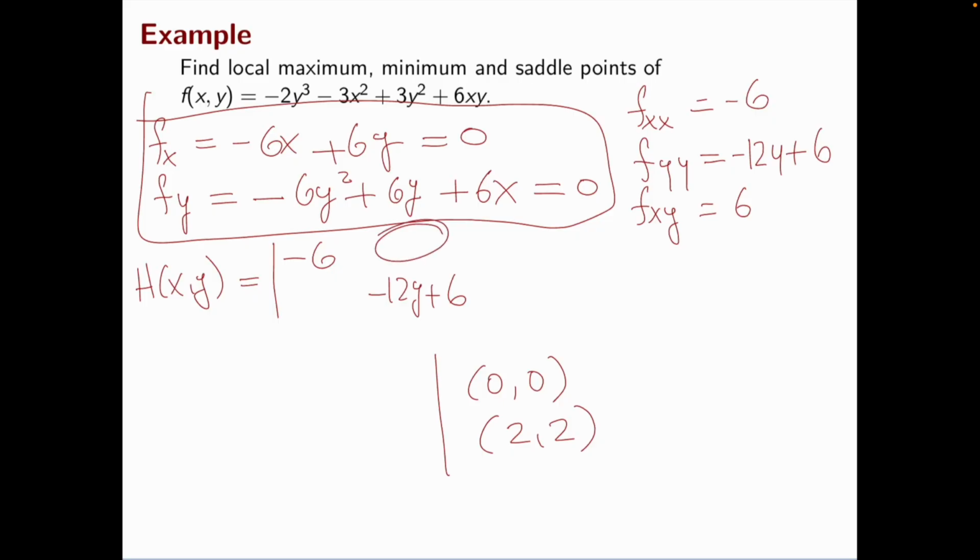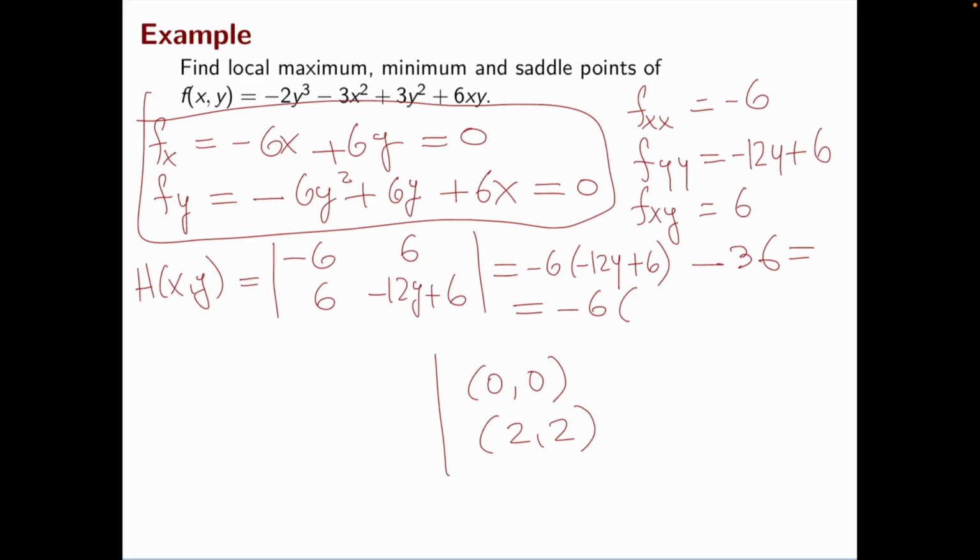And so in here and here, we're going to put the mixed derivative. In this case, it's 6, so we're going to put that number there. Okay, and now we calculate this determinant. That will be, in this case, minus 6 times minus 12y plus 6, minus this product that is 36. So we do the operations here, and we get that the Hessian is minus 6.